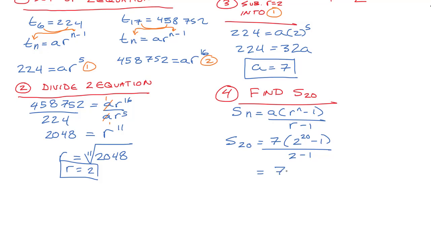All right, so we're going to punch it in our calculator. I'm just going to save all this time. You can handle this. You go 2 to the power of 20, you subtract 1 from it, and you multiply it by 7. And then 2 minus 1 is 1, so you're going to divide by 1, which has no impact on it. So punch that all in, and you get 7,340,025.